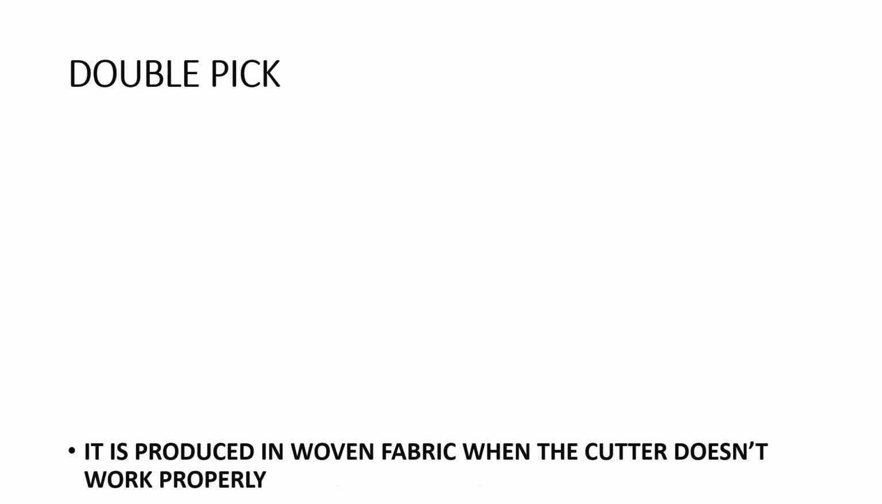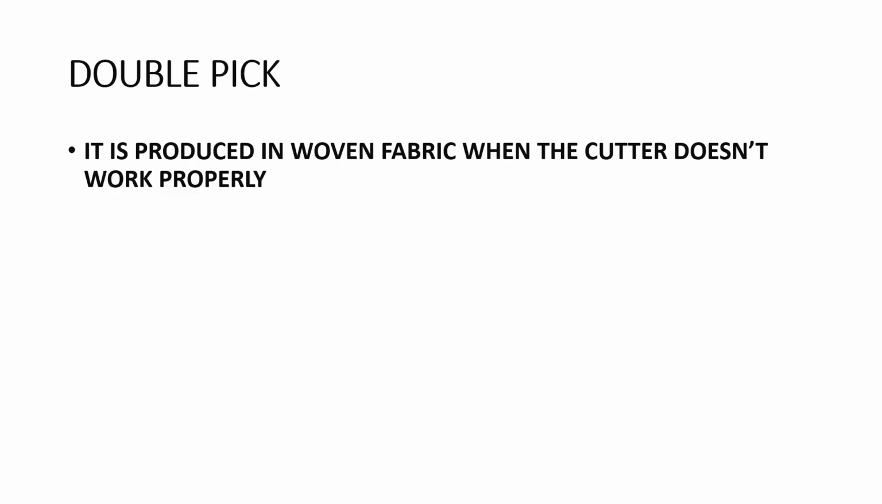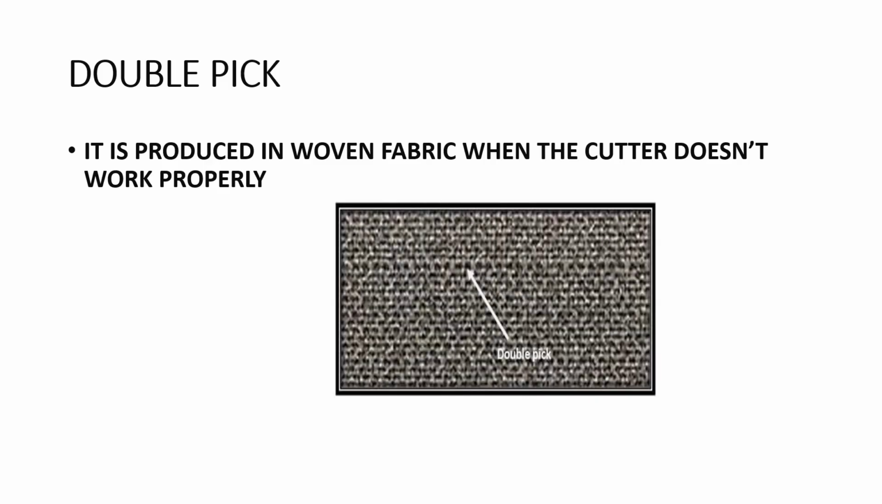Now what do you mean by the double pick, students? Double pick is again produced in the woven fabric, and it is produced by the cutter. The cutter is used in the loom shed, and if it does not work properly, then this kind of figure may generate. That image is shown here, which is called the double pick. Again it deteriorates the overall appearance of the fabric. It comes in the loom shed and in the woven fabric.